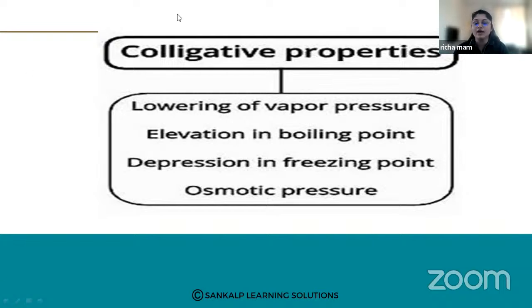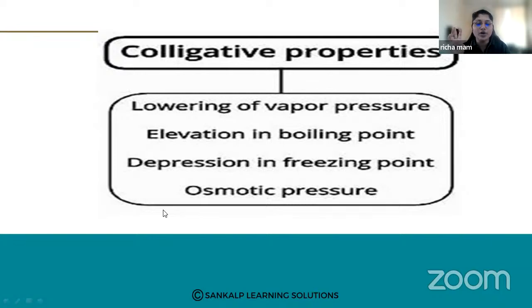How many molecules or ions are present, and it does not depend upon the nature of solute. So whenever we are discussing colligative properties, what does it depend on? It depends upon the number of solute particles and not on the nature of solute particles. So these are called colligative properties.